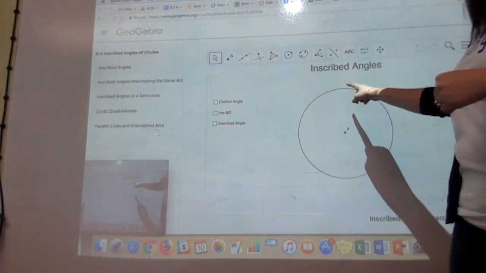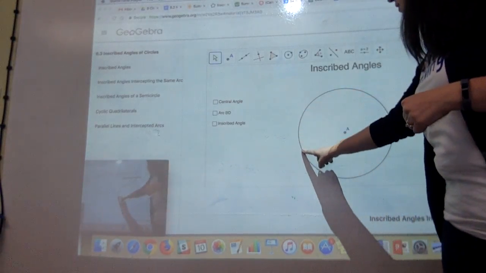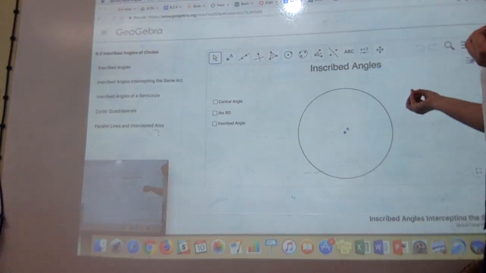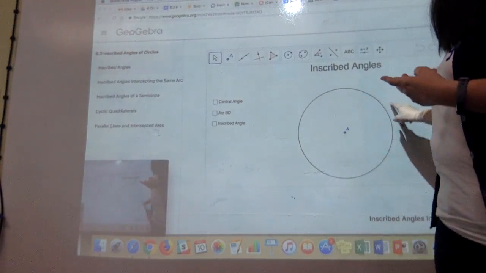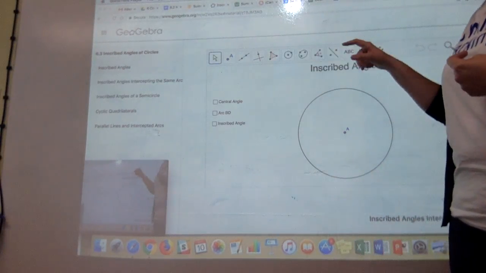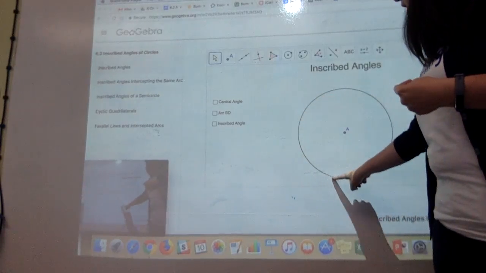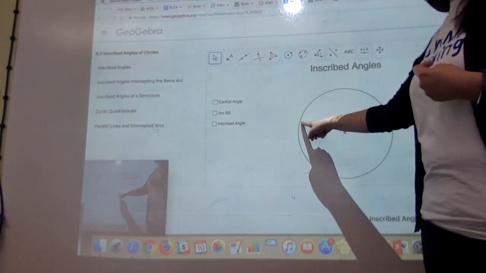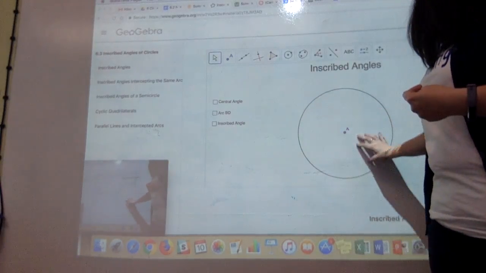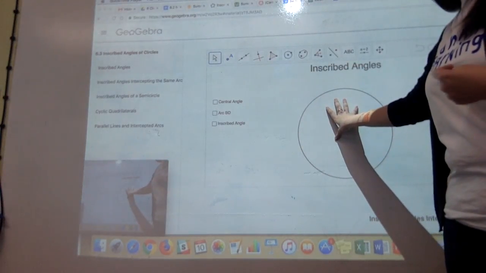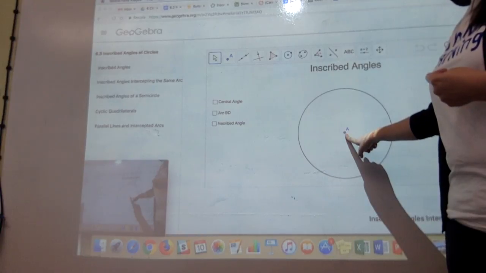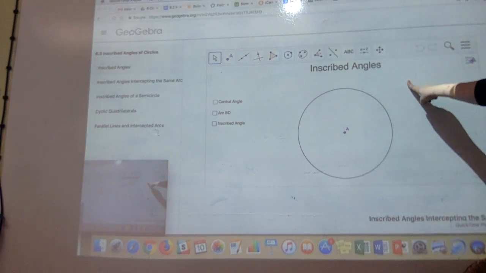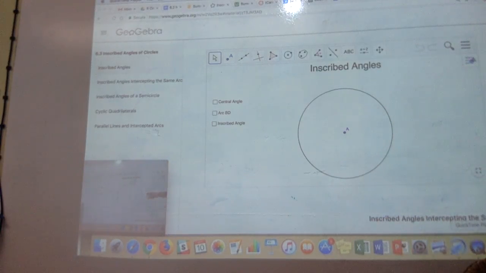Let's talk about some terminology first. Remember the definition of a circle: it's all the points that are the same distance from the center. So this point would be on the circle, this would be in the circle, this would be the center, and this would be outside the circle.